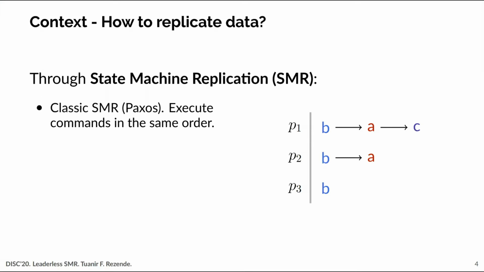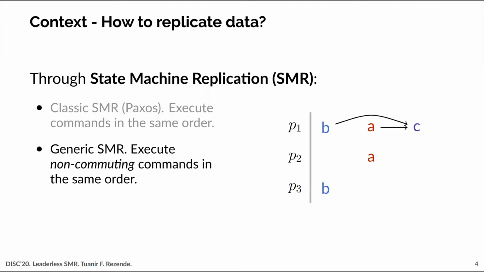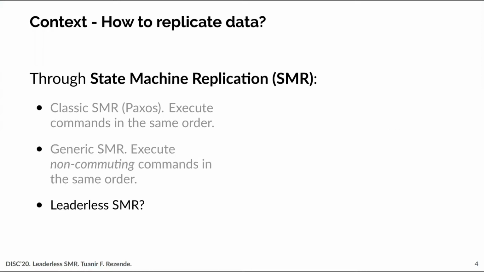In classic SMR, a classic algorithm being Paxos, we execute commands in the same order. In generic SMR, we execute non-commuting commands in the same order. So we can see on the right that what we have is a partially ordered log. And this paper is focused on leaderless SMR. So what is the difference between leaderless SMR and the previous SMR techniques?